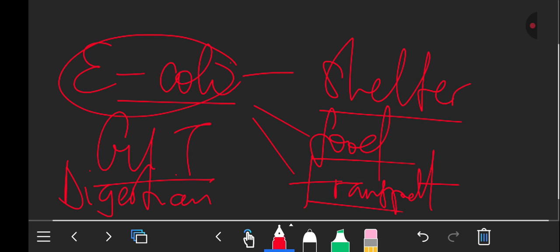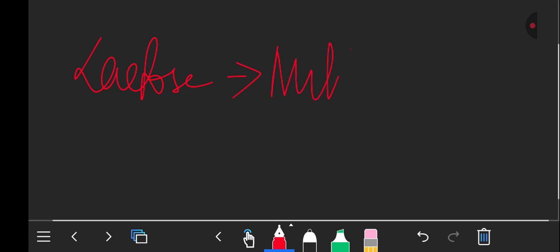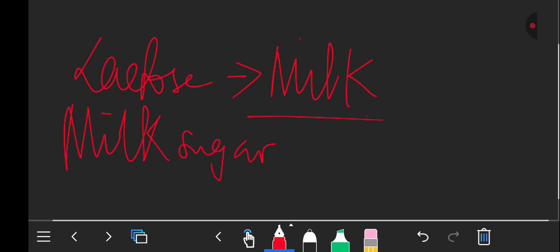And since it is depending on our food, meaning that it uses glucose as the source of energy. Now, where is this lactose found? When you check, milk contains lactose. No wonder milk sugar is what is known as what? Lactose. The other name for lactose is milk sugar. So milk sugar is simply the lactose.